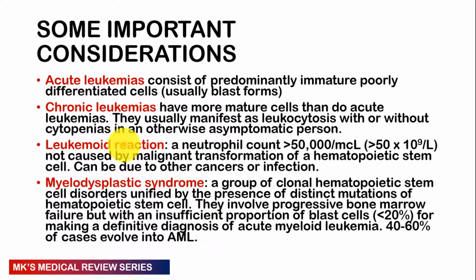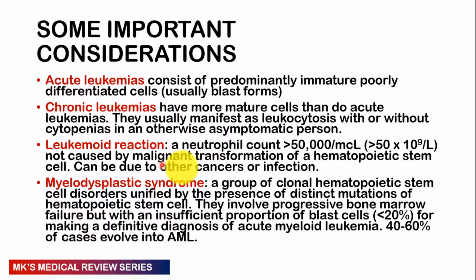Then, of course, you have something that is referred to as a leukemoid reaction, where you have a neutrophil count that's greater than 50,000 cells per microliter of blood. And then, of course, this is not caused by malignant transformation of the hematopoietic stem cell. It's usually due to other cancers or other infections, such as overwhelming sepsis.